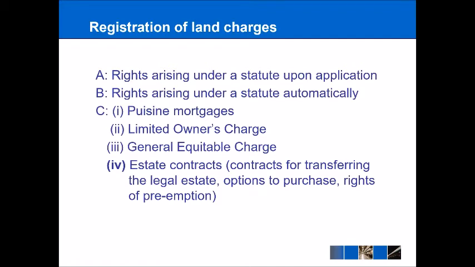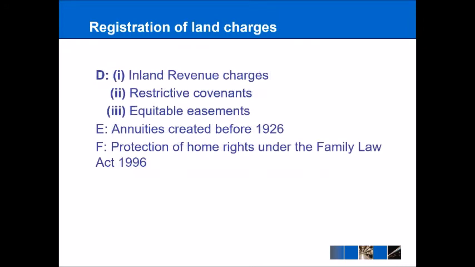So we're thinking in particular about contracts for transferring the legal estate, but it also covers options to purchase the legal estate and rights of pre-emption as well. And you'll notice I put C4 in bold typeface, and that was a deliberate choice, and we'll explain why that's important in a little bit. We've also put D in bold as well. That covers Inland Revenue charges under the Inheritance Tax Act.